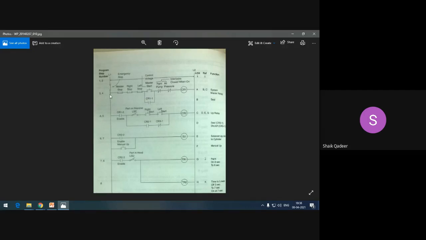So one of you please acknowledge whether you understand this thing. What have we done in step number 1? We have done sealing of master start press. What have we done in step 1? Sealing of master start.